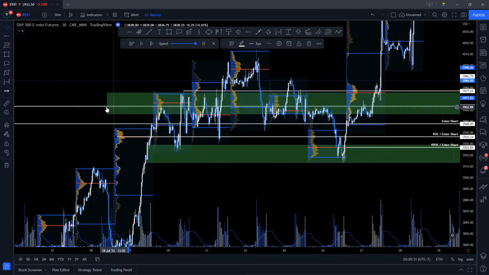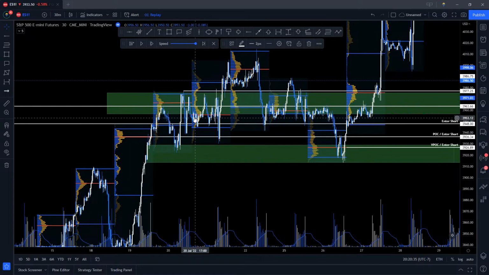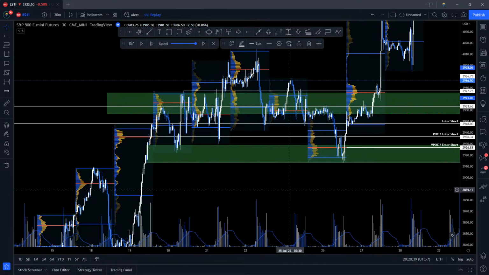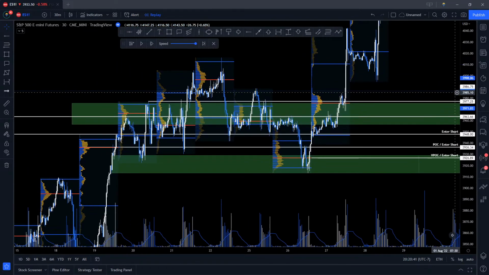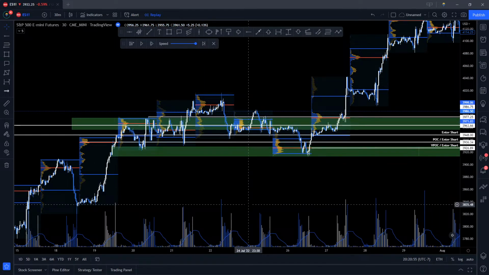Basically, every one of these lines is somewhere where I would consider taking a short position. But I'm also kind of rushing through. You really want to be looking for the retests, and I know I've emphasized that like 500 times, but that's really the plays that you want to be taking.